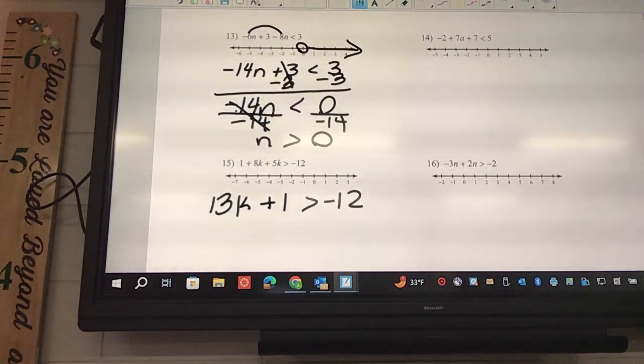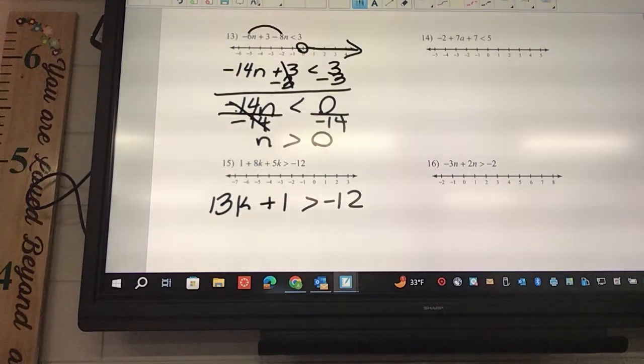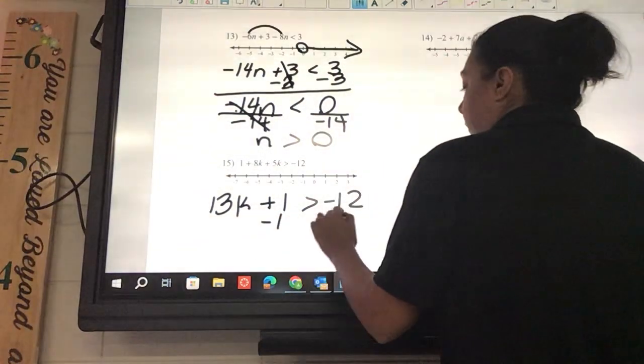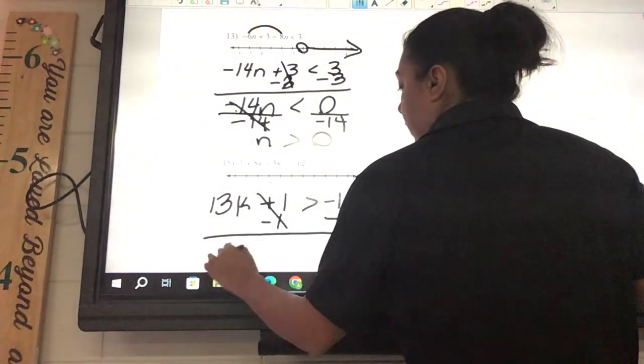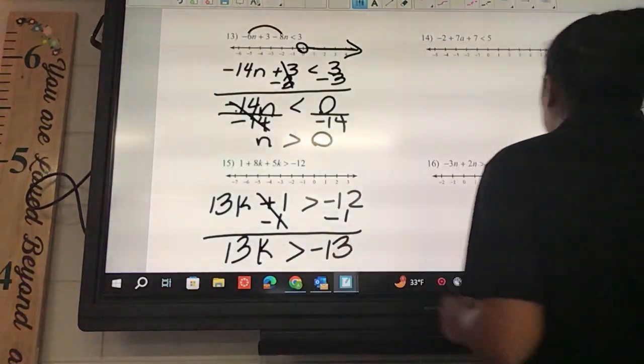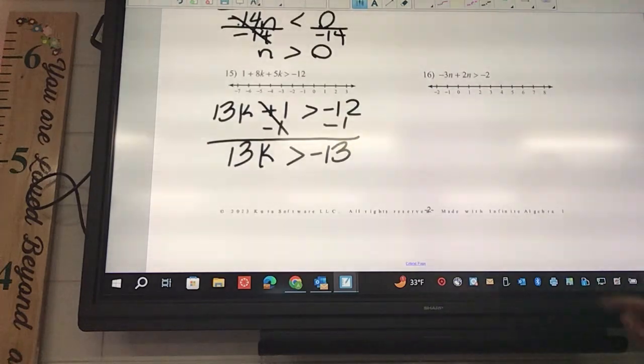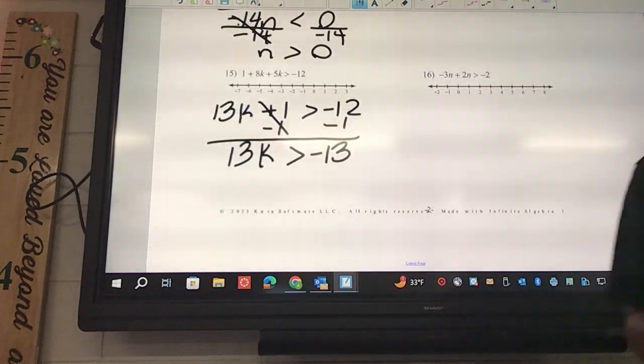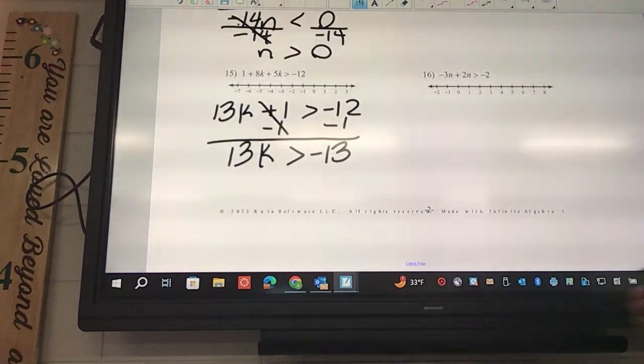Okay. What needs done first? Minus 1 from both sides. So I got 13K. That's going to give me a negative 13. Okay, and then what? Divide by 13.